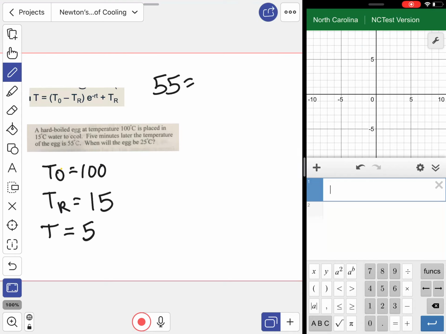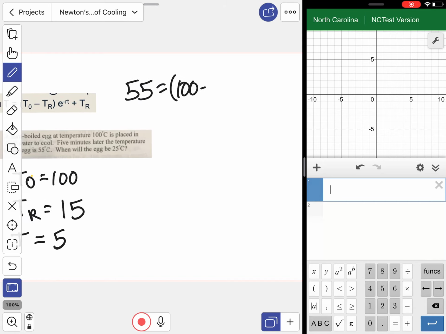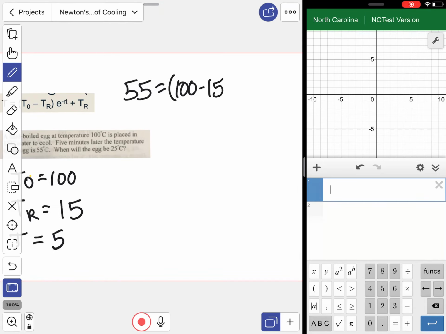equals 100 minus 15. And then I have e raised to negative r, because we're trying to solve for r. I think k was the variable that they used last time, but it doesn't really matter. We're still trying to find the rate. And my time is going to be 5 minutes. And then we're going to add our surrounding temperature, which was 15. I think that was in front the first time, but again, doesn't really matter.